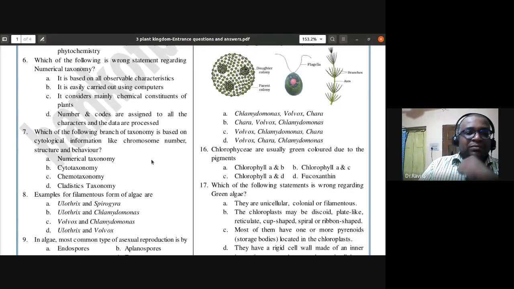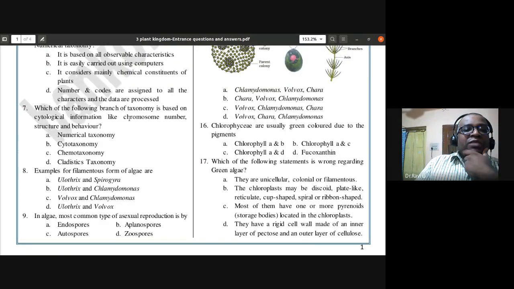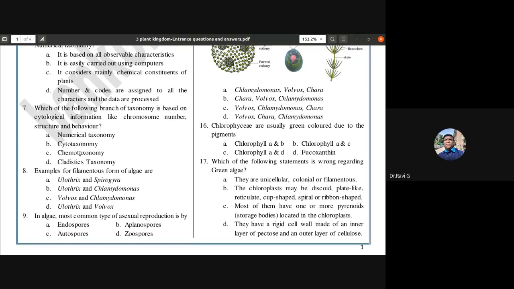The next one, the seventh one: which of the following branches of taxonomy is based on cytological information like chromosome number, structure, and behavior? It is very easy to say the answer. Cytotaxonomy is a branch of taxonomy which is based on cytological information like chromosome number, structure, and chromosome behavior. So cytotaxonomy is the answer for the seventh one.